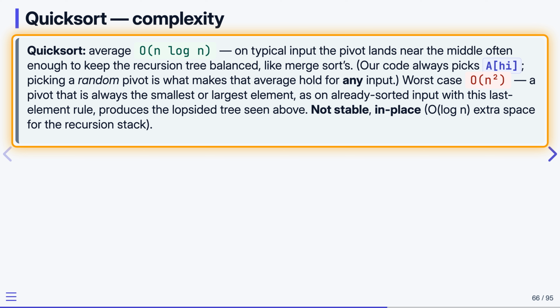Quicksort is not stable, but it is in place, using only big O of log n extra space for the recursion stack.